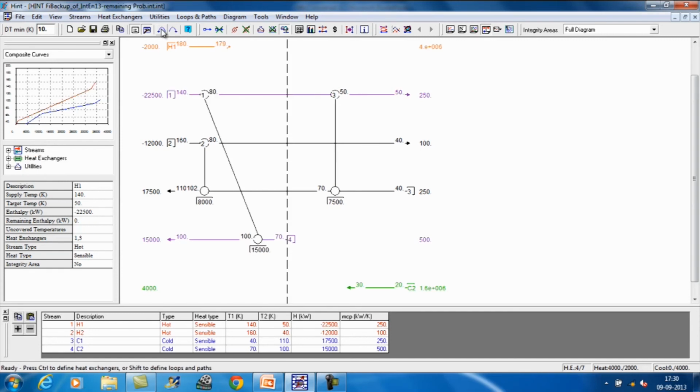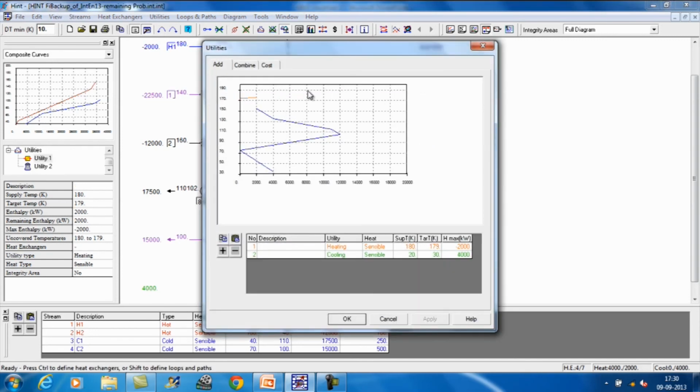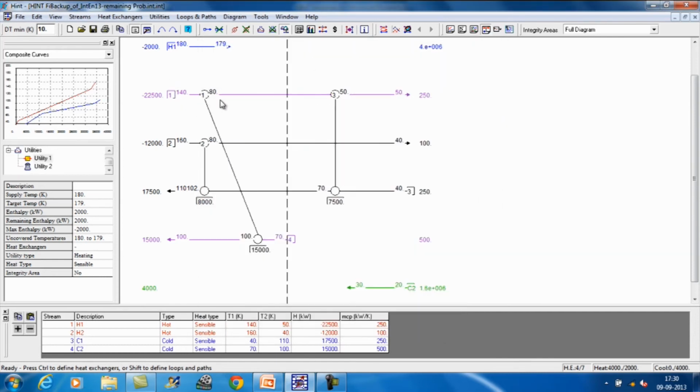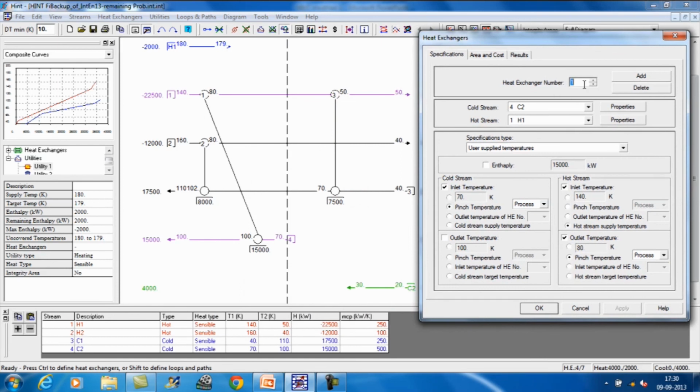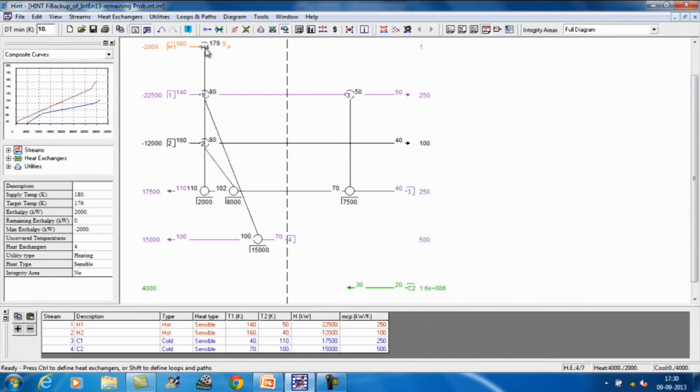Again I put the heater. So, add. The mistake was that I did not select it properly. So, this is the fourth number, this is the third stream, and this is U1, enthalpy is 2000 and inlet temperature is 102. So, I put it here. So, this is the heater.